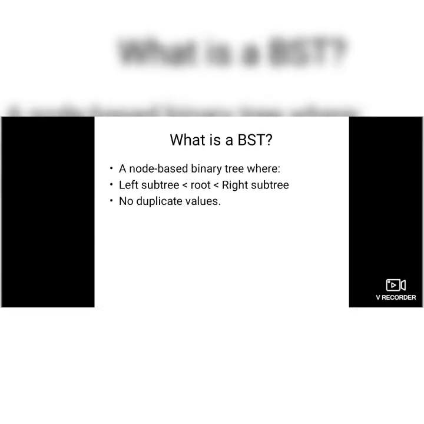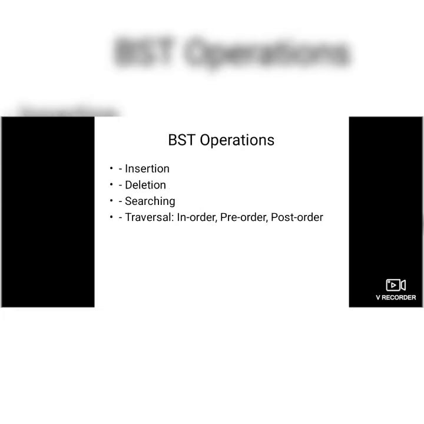So we have already seen what a binary search tree is. We only have to remember what a binary search tree means: left subtree less than root less than right subtree. No duplicate values will be here. So next, BST operations: we have seen insertion, deletion, searching and traversal. In traversal we have in-order, pre-order and post-order.